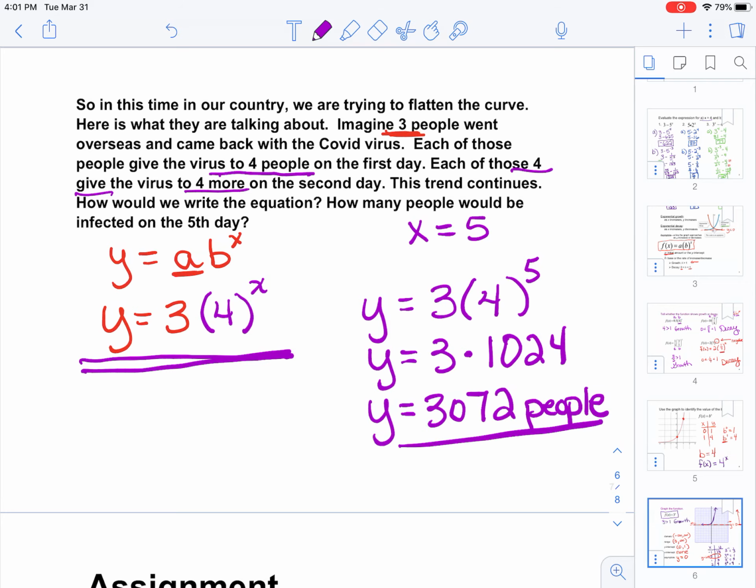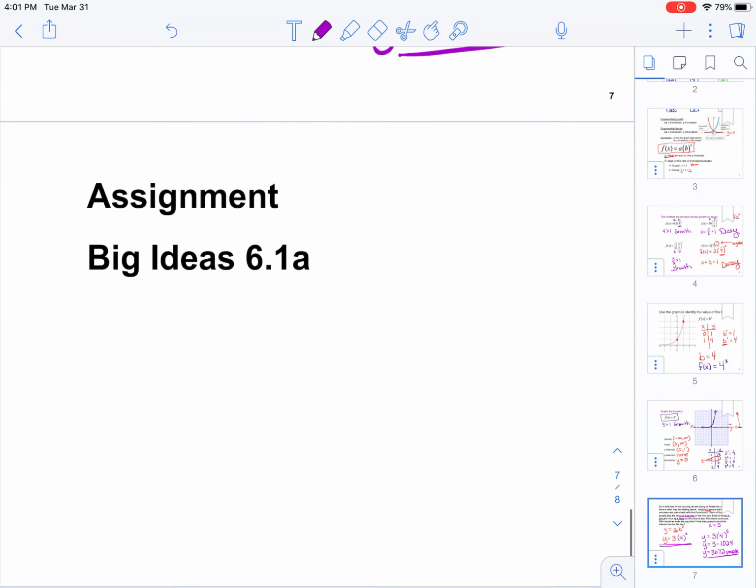All right, so your assignment for today is on Big Ideas, 6.1a. You will be turning in all your homework on Big Ideas. You will be taking quizzes and tests on Big Ideas. So you need to get back used to that.